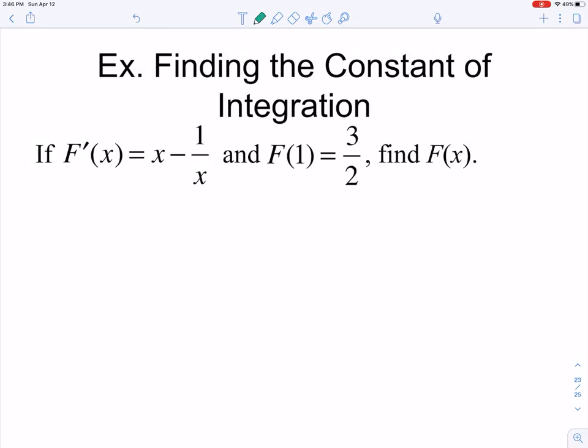So finding the constant of integration. So for this particular problem, we are given that f prime of x is equal to x minus 1 over x, and that f of 1 is equal to 3/2. And we want to find the equation of capital F of x. Basically, this is a point that lies on the graph of capital F of x. We're given the derivative of capital F of x. So we're going to find the general antiderivative of x minus 1 over x.